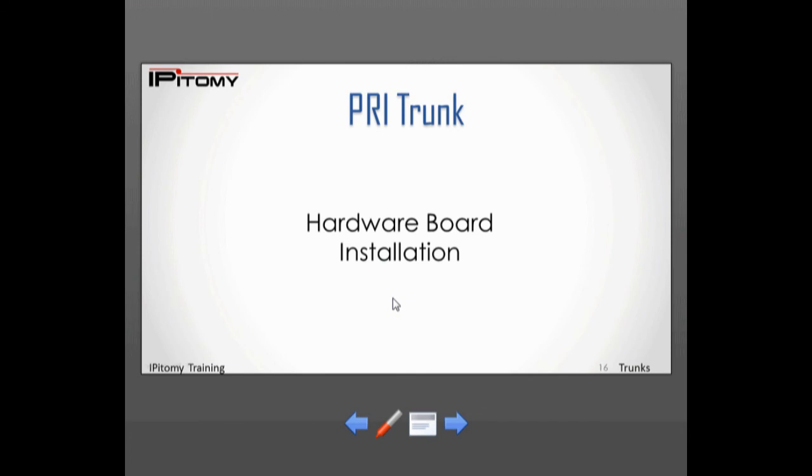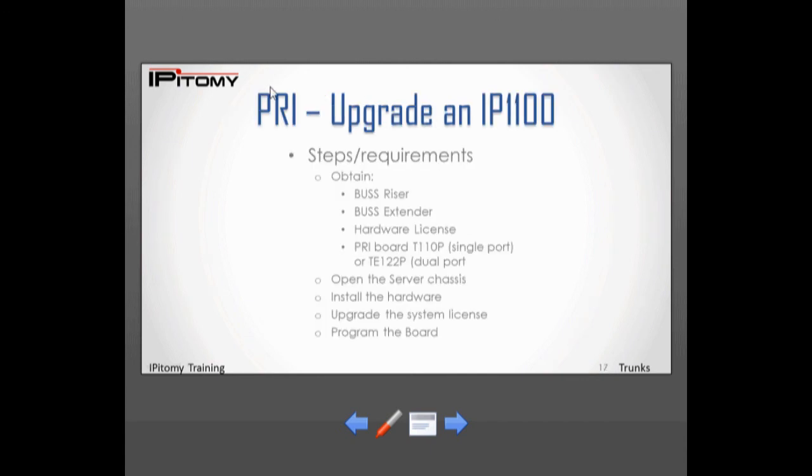Typically, the PRI card is installed at IPitomy before it ships. We'll cover the installation of a card in the event you must do the procedure. If you are upgrading an IP 1100, you will first have to install the bus riser and bus extender. The current hardware model IP 1100 can be upgraded to an IP 1200 and equipped with the necessary hardware to install one PRI board. The following steps are required to complete this upgrade.